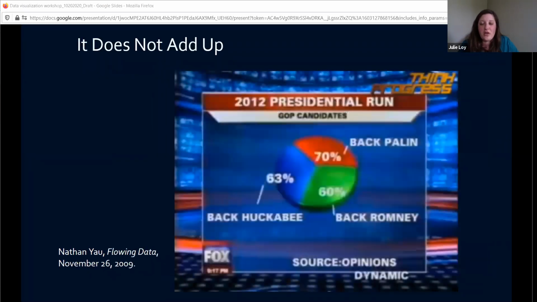Next slide, thank you. So here's another one, the use of a pie chart. This one is definitely, the slices are very, very wrong. We're also seeing source opinions dynamic. Definitely looking at that, being aware of where the source of the data is coming from. And these percentages just don't add up necessarily.